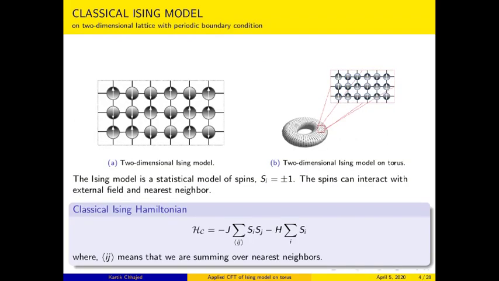The classical Ising model is described on a lattice where each point has a spin, and this spin can either take up direction or down direction. This spin can interact with its nearest neighbor and an external field, and when we have the periodic boundary condition, we can describe this lattice on a torus.